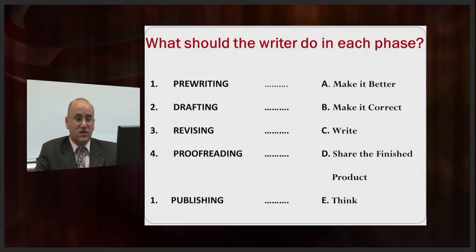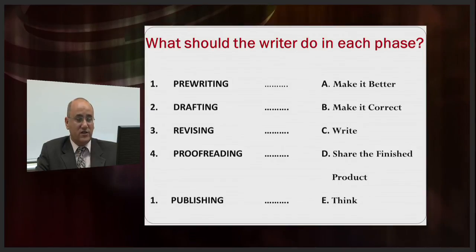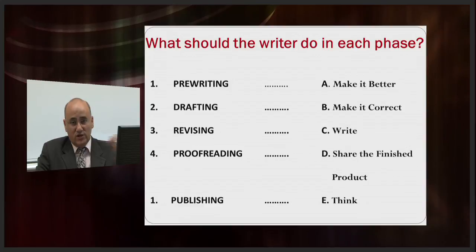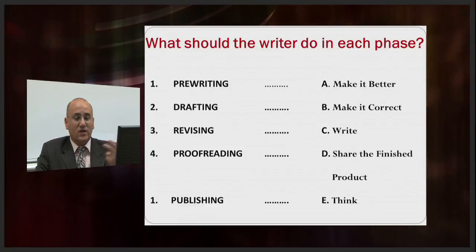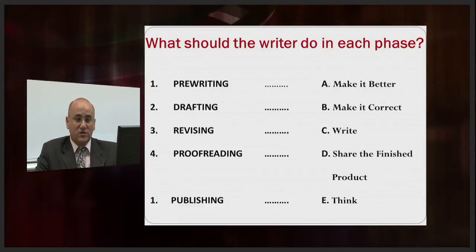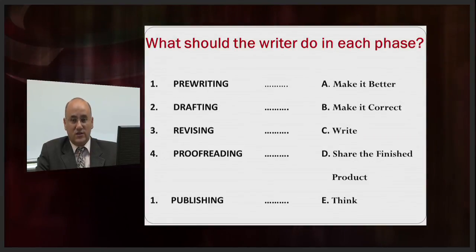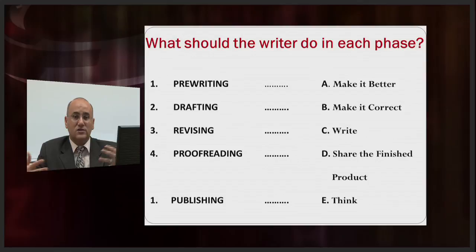What should the writer do in each of the 5 phases, the 5 stages, the 5 steps? Let's match them with what should be done by the writer himself. The steps: pre-writing, drafting, revising, proofreading, and publishing. The work that should be done is to make it better, to make it correct, to write, to share the finished product, to think. How can these match?